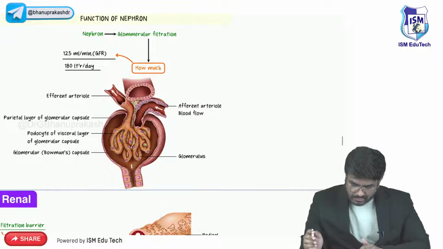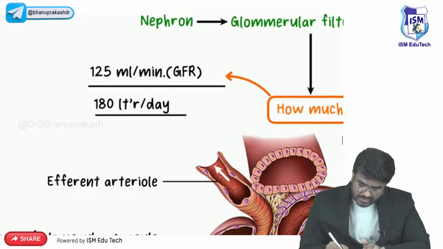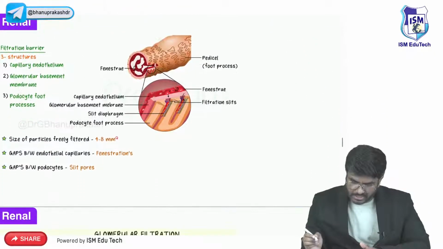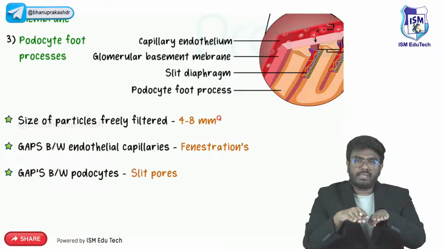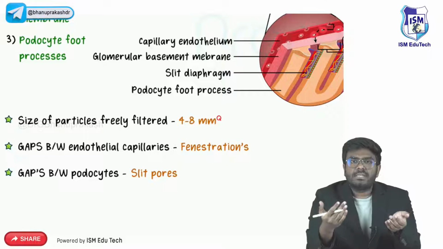Now after this, what else do we have to discuss? Already I have discussed with you what the glomerular filtration rate is. The glomerular filtration rate is 125 ml per minute. Now, which substances are actually filtered into the nephrons?